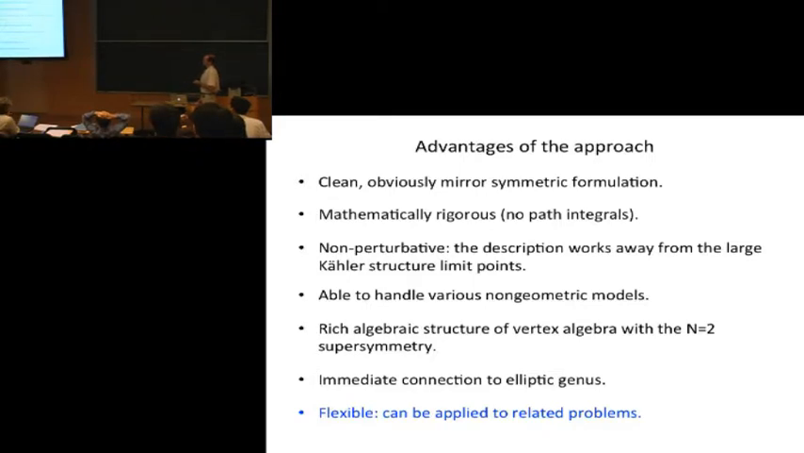So you're not working in a neighborhood of a large volume limit, because you're just using the things in the bulk on both sides. You can do various non-geometric models. That means there are some Gorenstein cones. They don't all correspond to complete intersections. Some do, some don't.